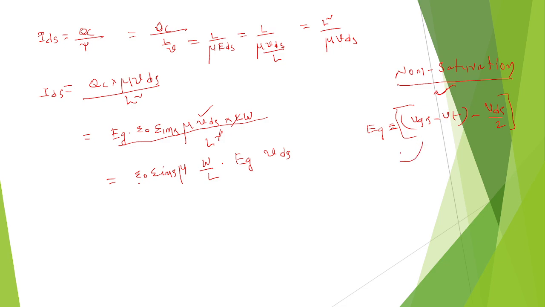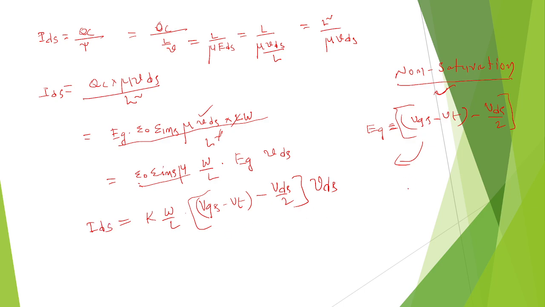So substituting this, and assuming this part is equal to K, we get K, W by L, multiplied by the non-saturation region voltage, VGS minus VT, minus VDS by 2, multiplied with VDS. So this is IDS at the non-saturation region.